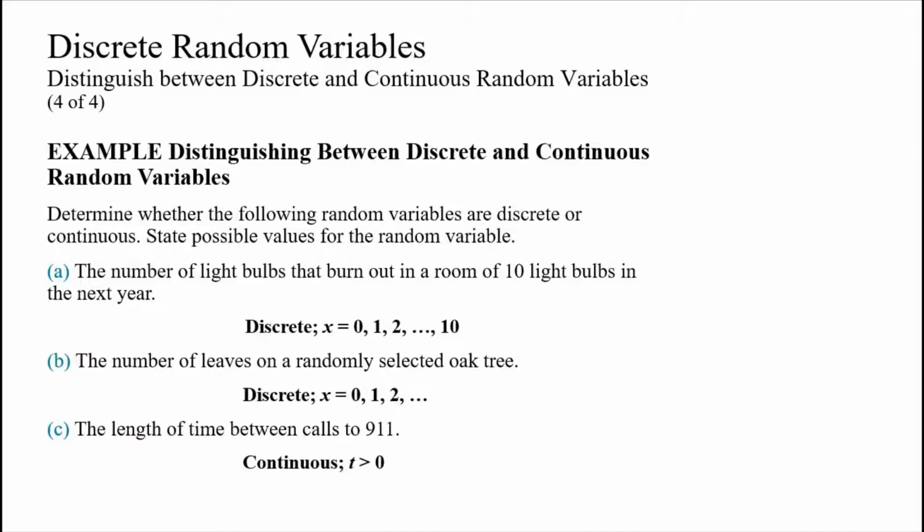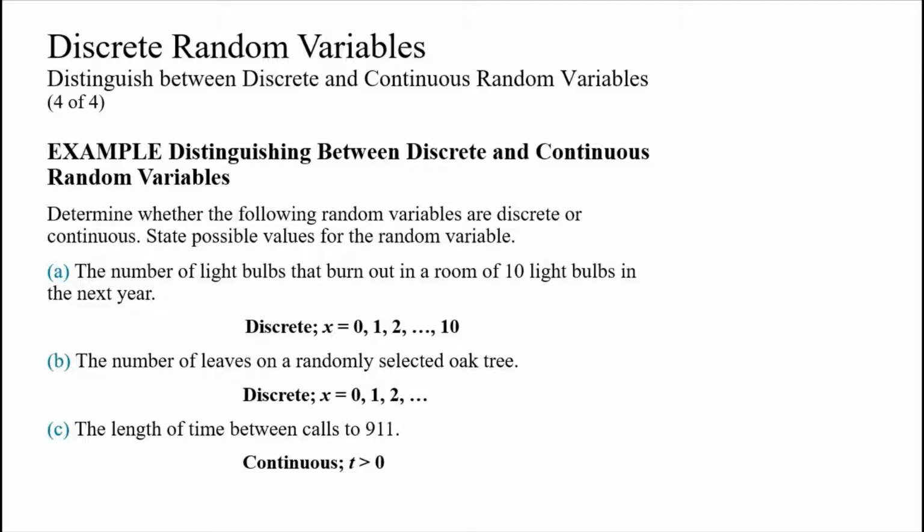If we look at the length of time between calls to 911, then we will talk about a continuous variable because the time varies. We could have a minute and a half, we could have 2 minutes, we can have 33 seconds, and so on. So since the time has fractions in this case, we're going to say the random variable is a continuous random variable.